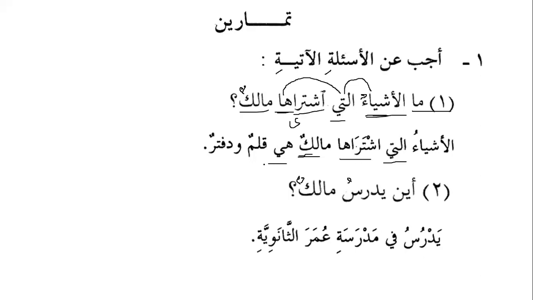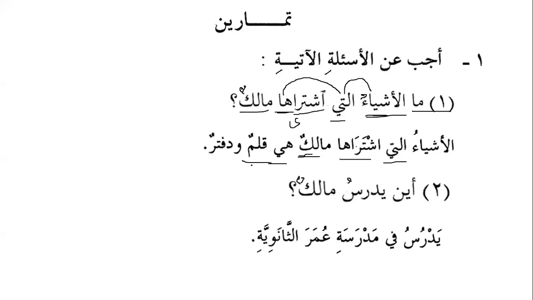But for qalamun, if it is ash-shay'u alladhi ishtarahu malikun huwa qalamun. If we have one thing like qalamun, we say ash-shay'u, and allati changes into alladhi, and hiya changes into huwa, because it is one thing. Ash-shay'u alladhi ishtarahu malikun huwa qalamun. It is a pen.